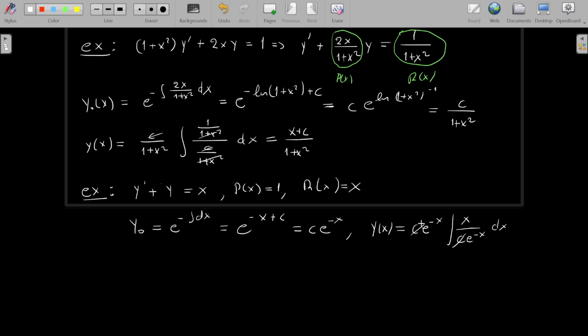This and this also cancel, and this is written as e to the minus x times the integral of x e to the x dx. By using partial integration, this can be written like this: x e to the x minus the integral of e to the x times the differentiated x with respect to x, which is 1. So this is equal to this. This is called partial integration.